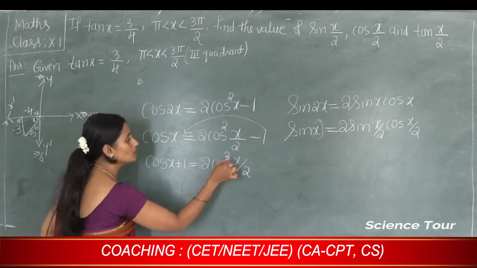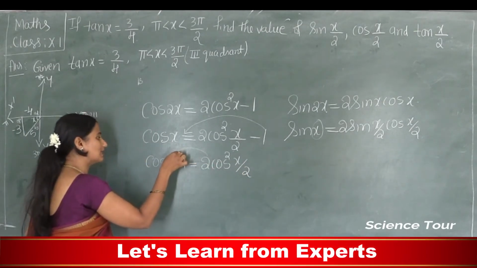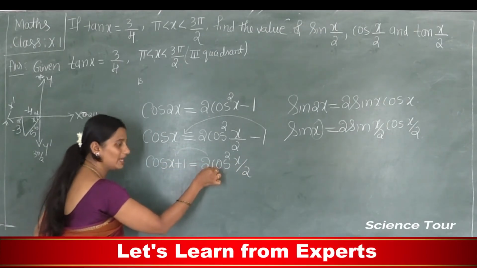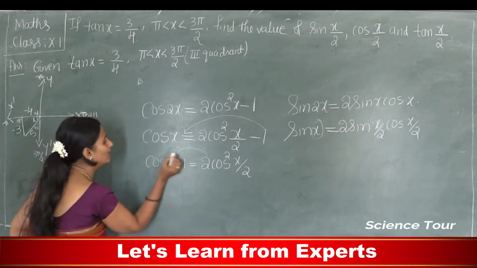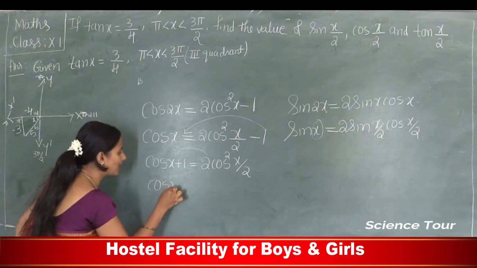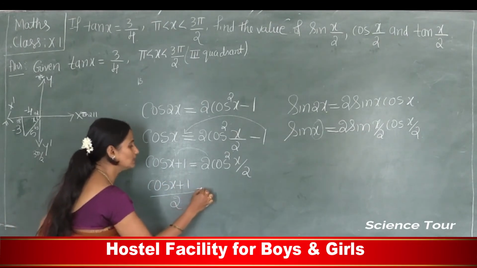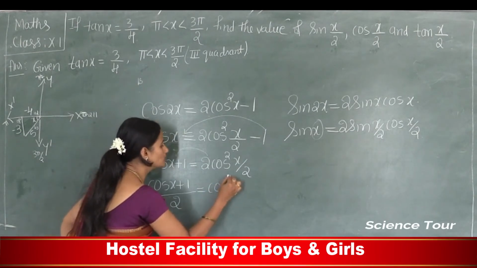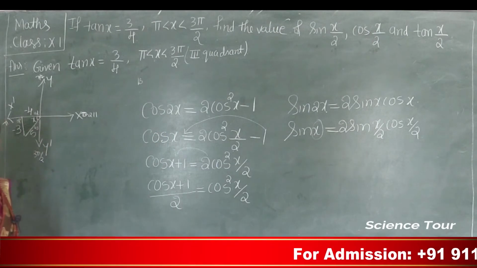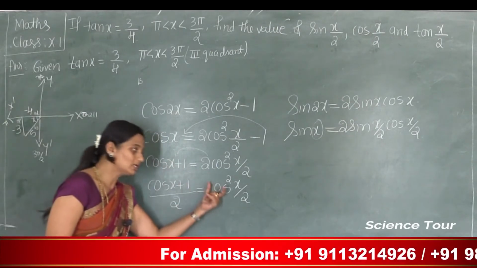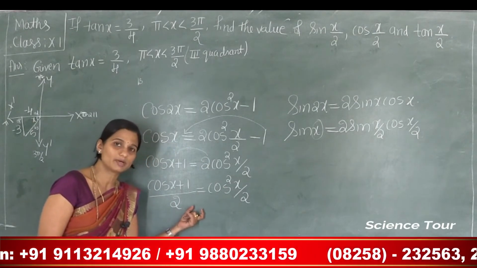I need cos x by 2. First bring this 2 to this side. So it is 2 into, so that into changes as divide, right? So it is cos x plus 1 divided by 2 is equal to cos square x by 2. If you get cos square x by 2, can you get cos x by 2?